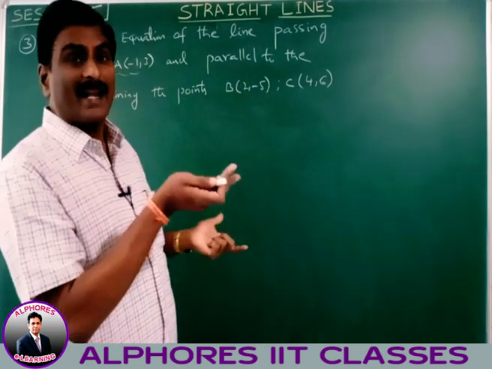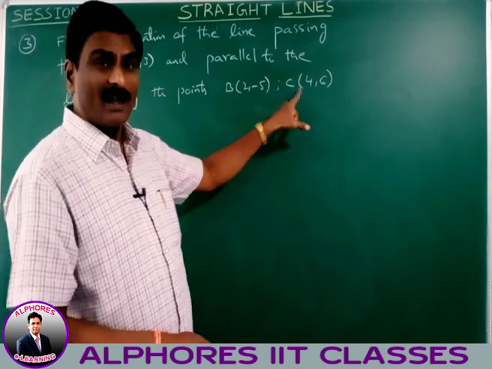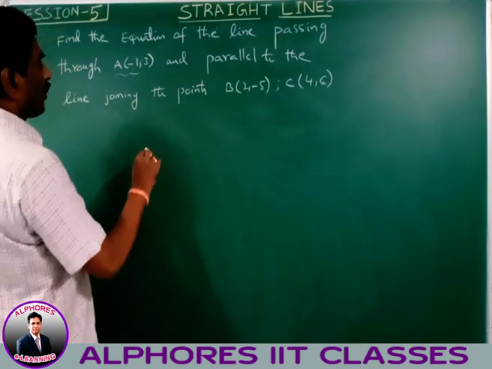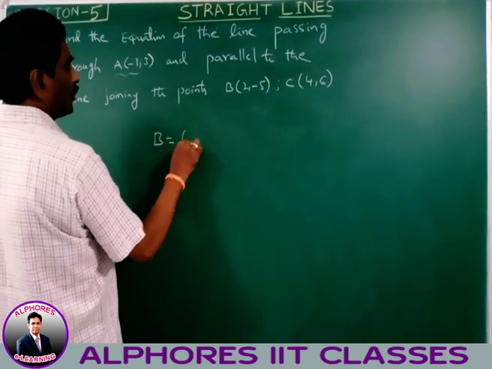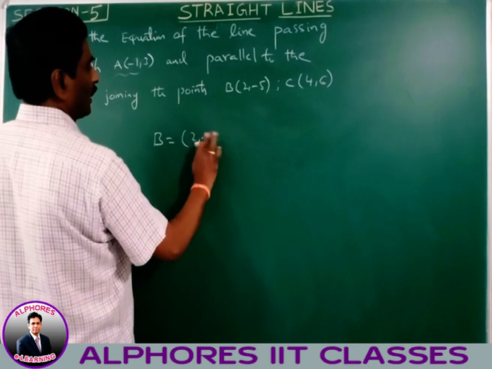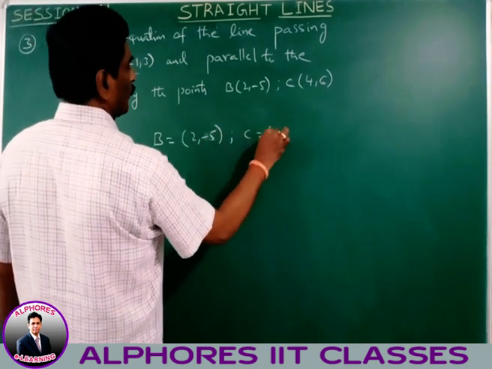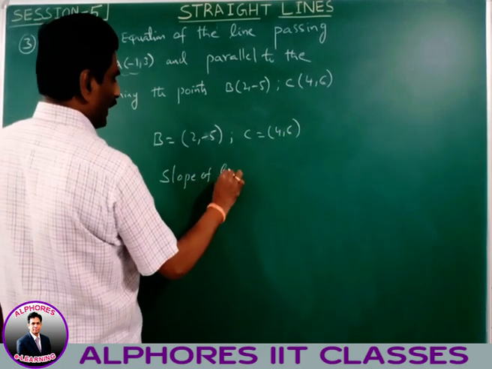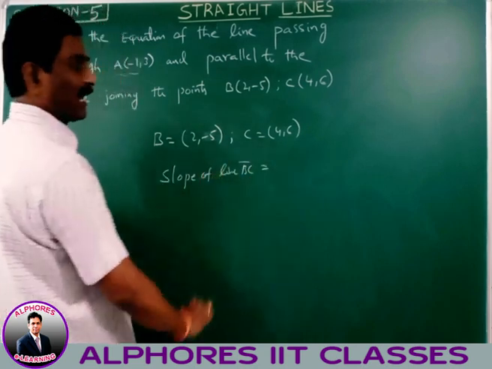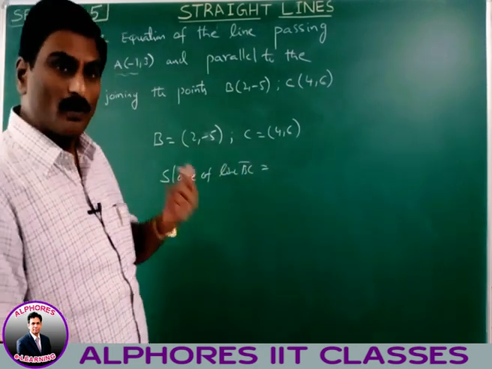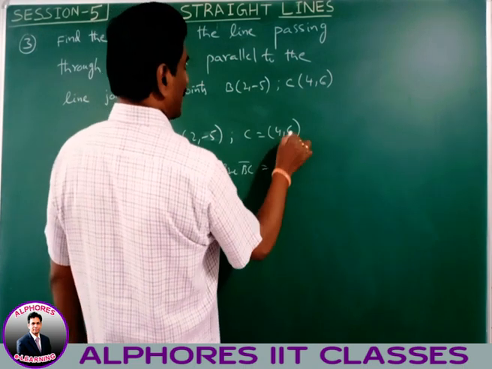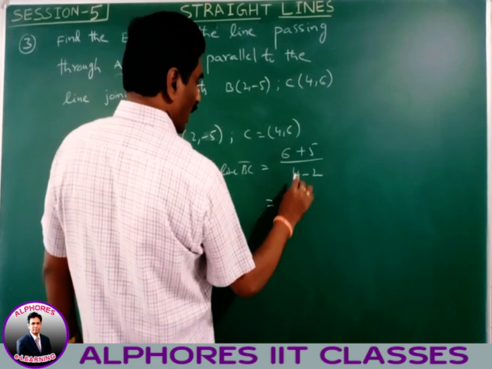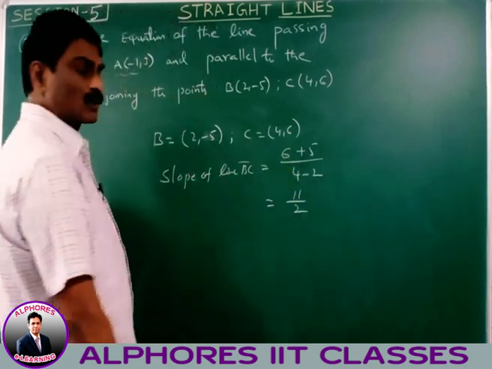The slope of the required line is also equal to the slope of the line BC. By using that slope, we find the equation of the line. Here, what are the values of B? B is equal to (2, -5). C is equal to (4, 6). Slope of line BC: if two points are given, slope is (y2 - y1)/(x2 - x1). That means (6 - (-5)) means plus 5, by (4 - 2). What is this value? 11 by 2. It is the slope of the line.